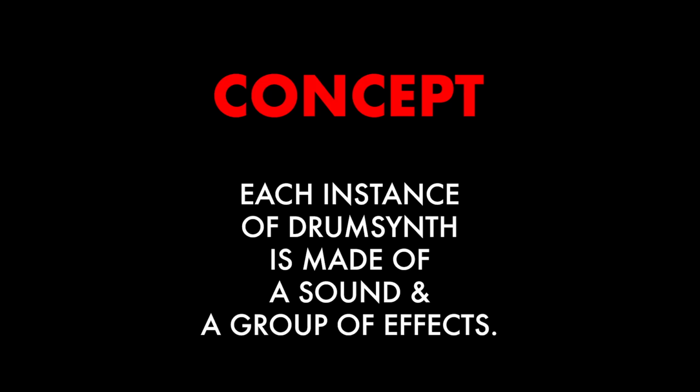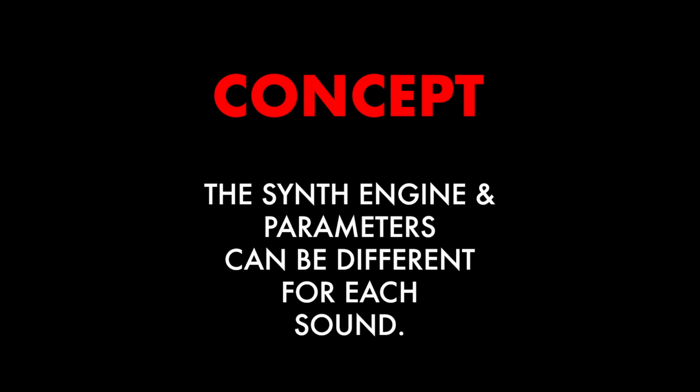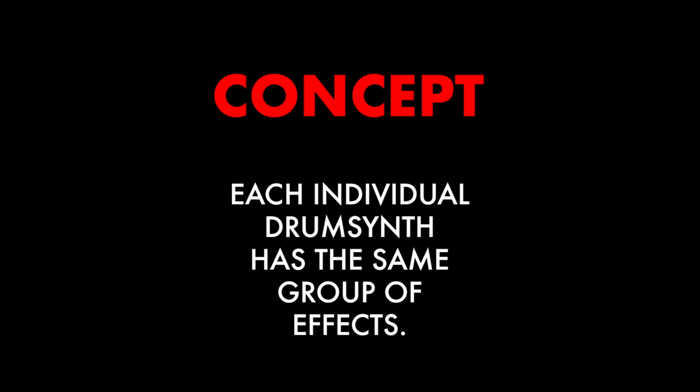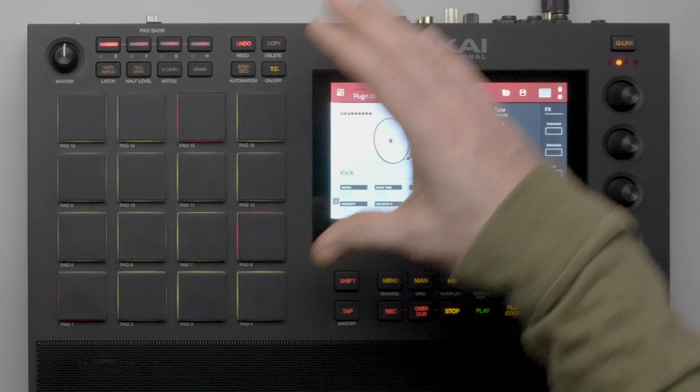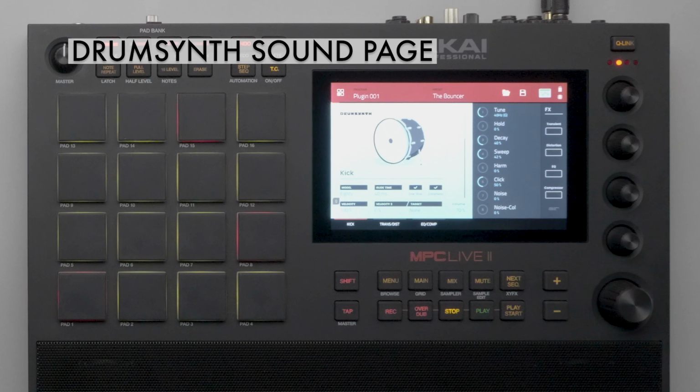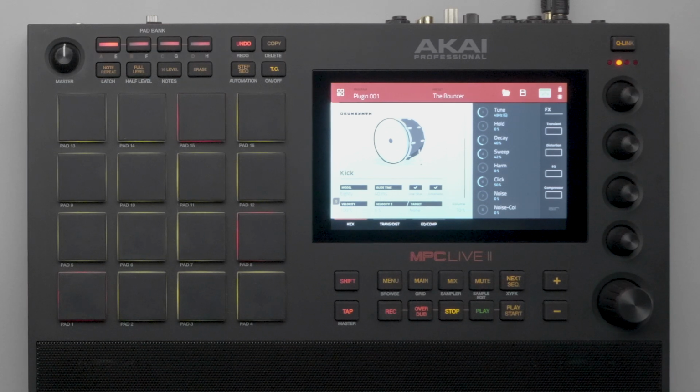A concept to remember about Drumsynth is that each instance of the plugin is made up of a synth engine and a group of effects. The type of synth engine and its parameters vary by sound, but the effects are always the same. We'll explore each of these in detail. Here on the main Drumsynth sound page, we see the synth parameters that make up this sound.